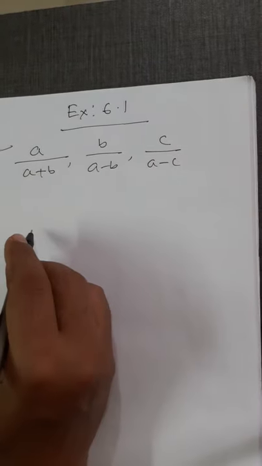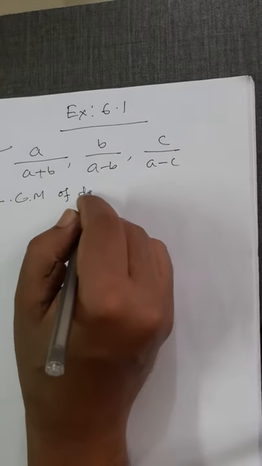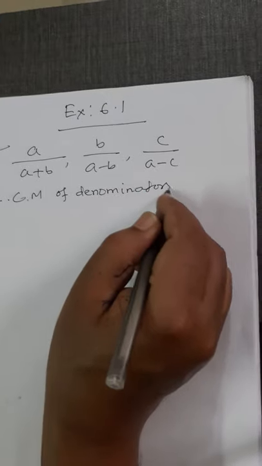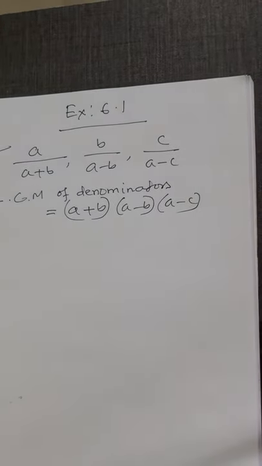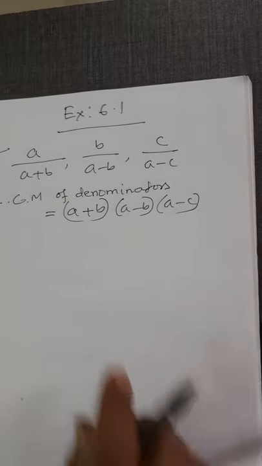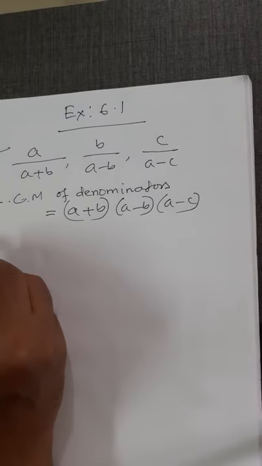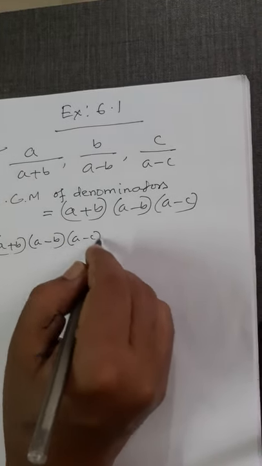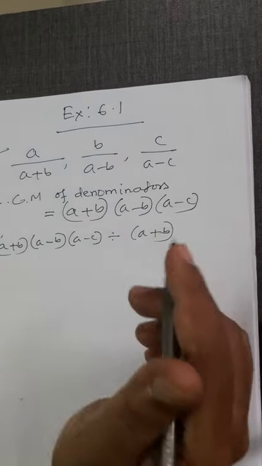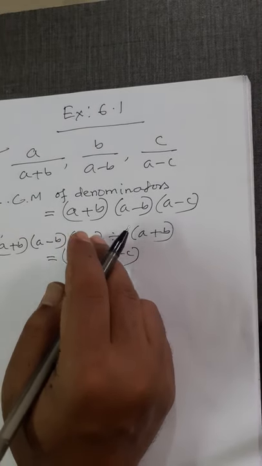Then, what is the LCM? The LCM of the denominators is A plus B, A minus B, A minus C. Now this denominator is divided by A plus B. A plus B cancels. You have A minus B, A minus C.